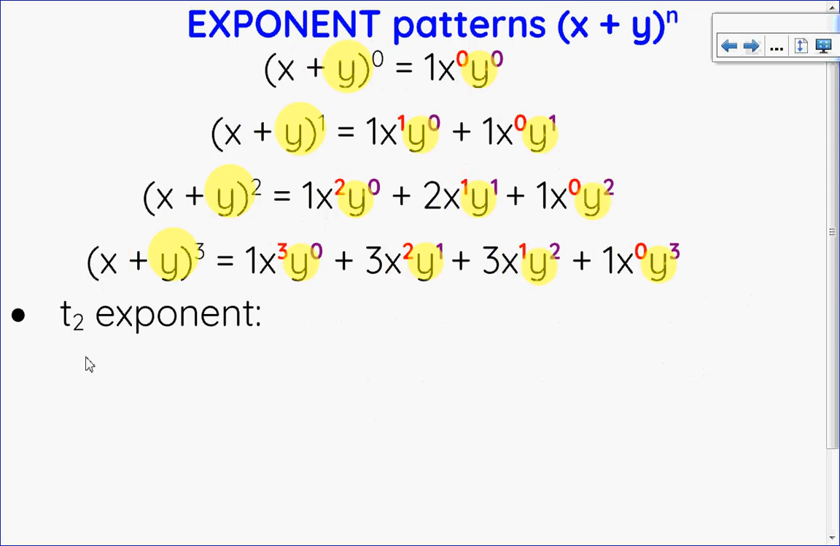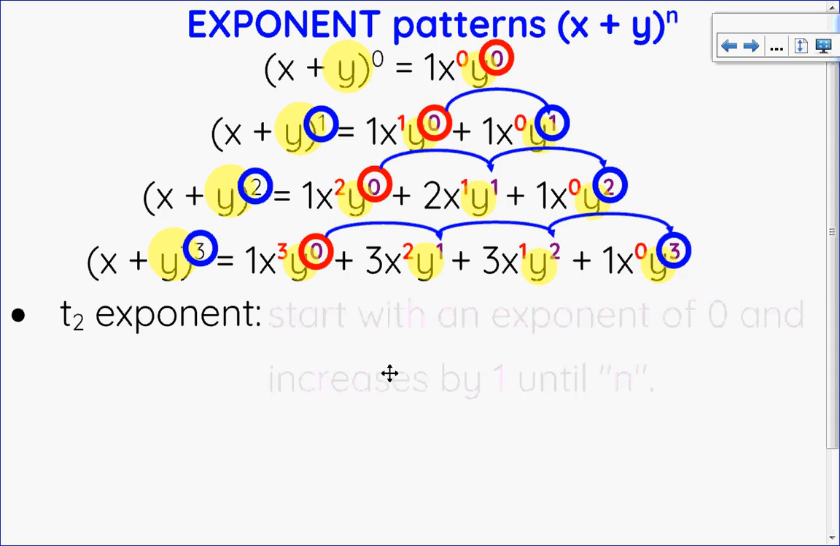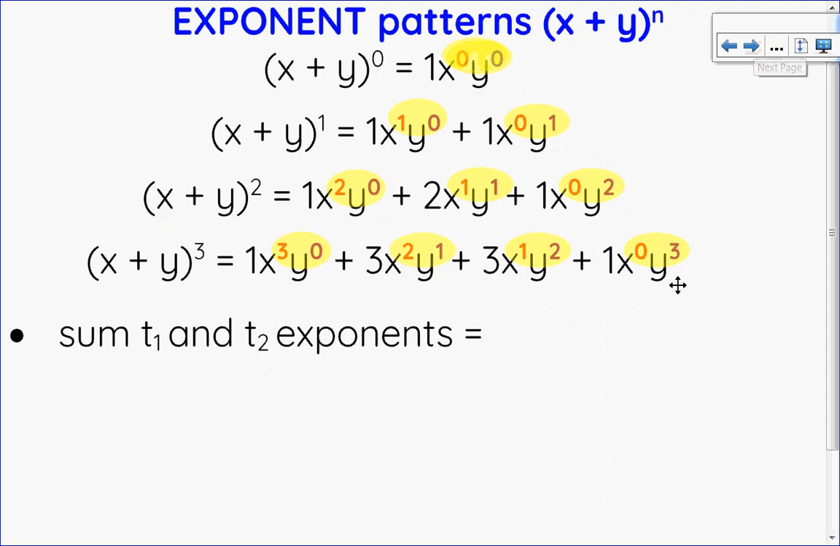Well, let's look at a pattern in the second term. The second term of a binomial, we'll call it y. Let's look at what happens to the exponent. If I look at all of the first exponents for y, I notice that they all start with a 0. So that's my first pattern. They all start with 0. And then look what happens. It goes 0 up to 1, where 1 is the n value. This goes 0, 1, 2, stops at the n value. This one, 0, 1, 2, 3, stops at the n value. So my pattern is I start with an exponent of 0, and I increase by 1 until I reach n.